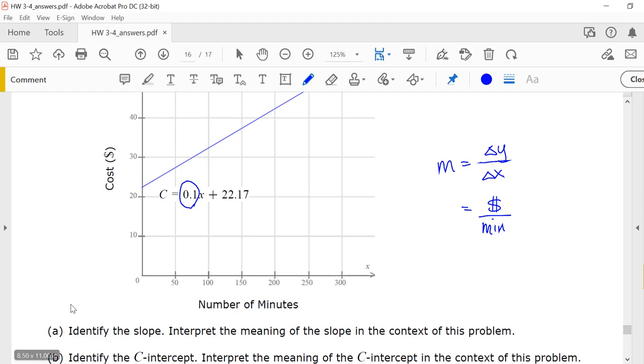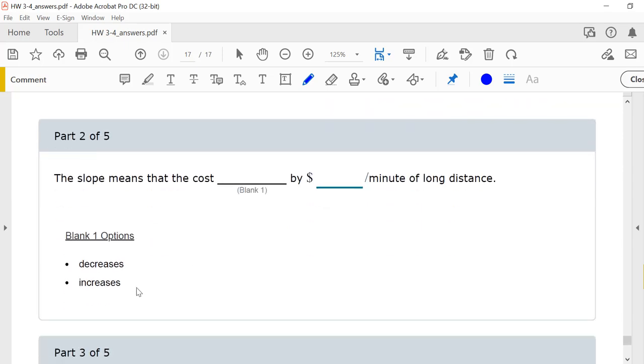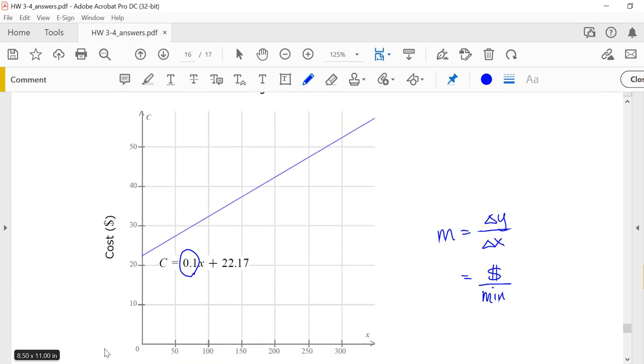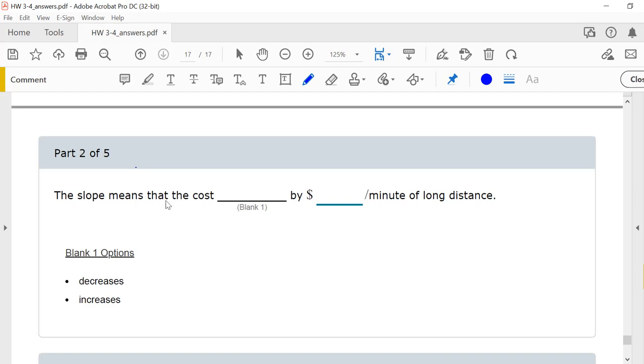Let's see what it says down here. The slope means that the cost does what? Go look at the slope. You're going up and then right. So the slope is positive. It means that the cost blank by blank dollars per minute of long distance. So the cost increases by $0.1 per minute of long distance.